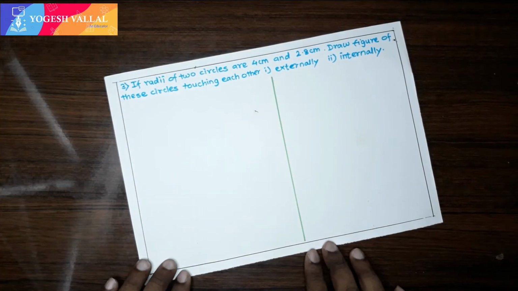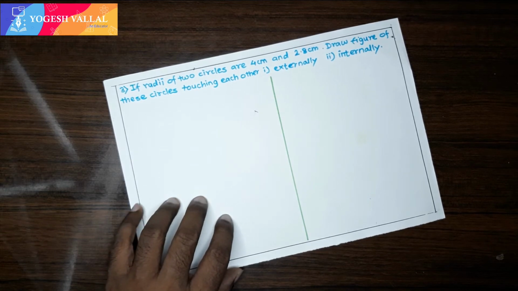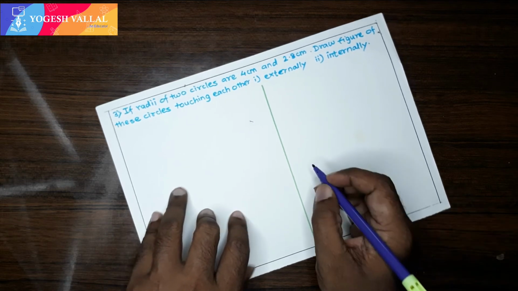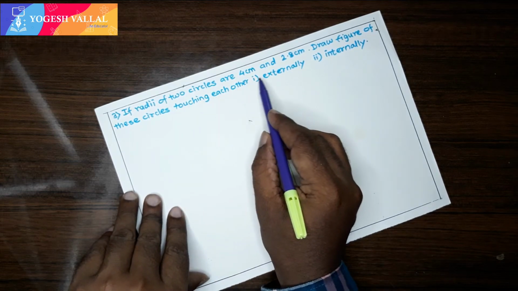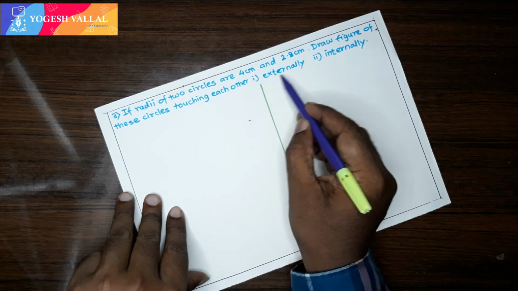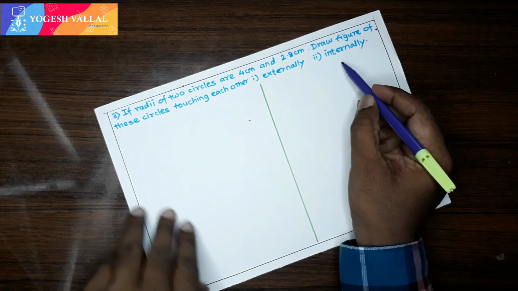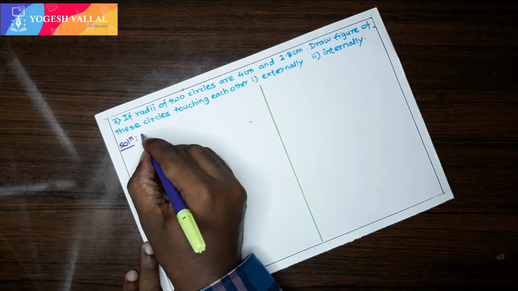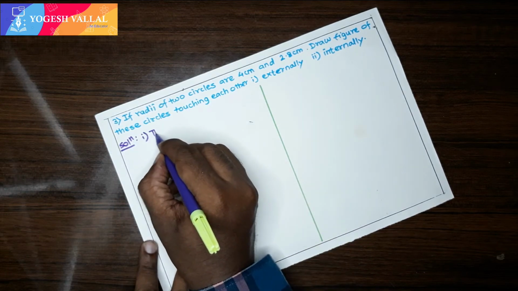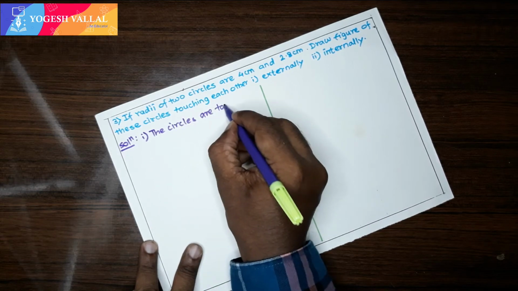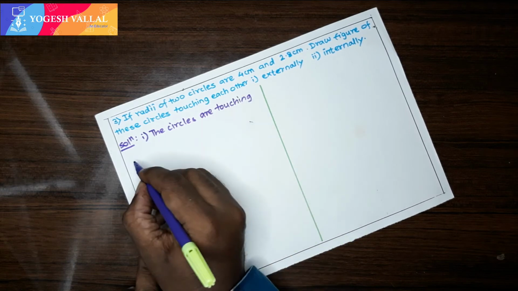So friends, let's start with one more problem, problem number 3 from practice set 3.2, which is given on page number 48. The problem is: if the radii of two circles are 4 cm and 2.8 cm, draw a figure of these circles touching each other. The first case is they are touching externally and the second case is they are touching internally. Let's start solving the problem. I will consider the first case, that the circles are touching externally.